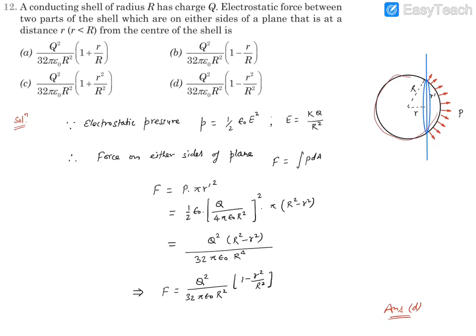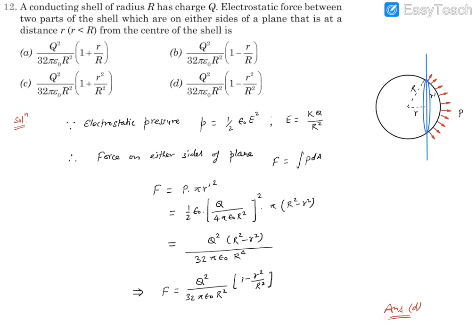Now let's say this black colored figure is a sphere. This vertical line is showing a plane which is perpendicular to the screen. It is making this sphere into two parts, this one bigger and this one smaller. The question says that this plane is at a small r distance from the center, which is of course lesser than capital R.